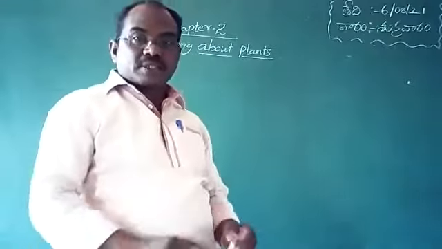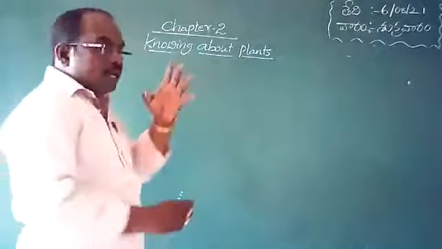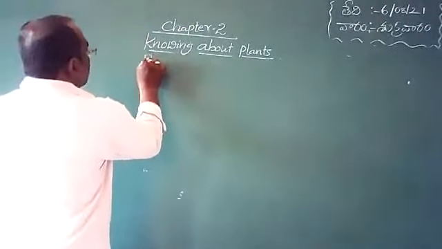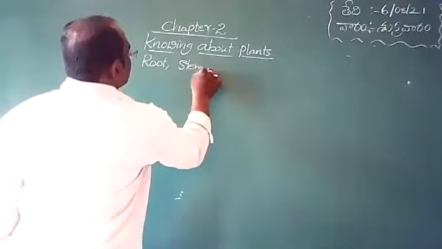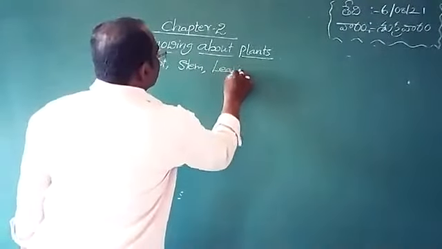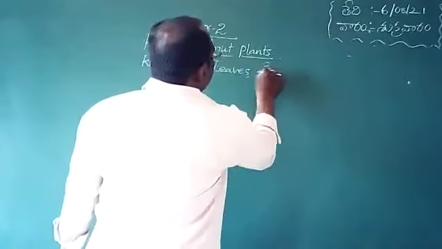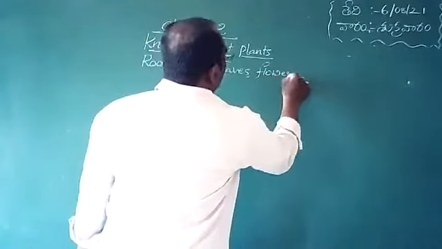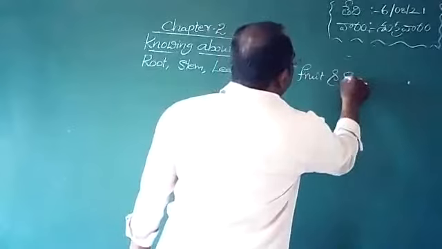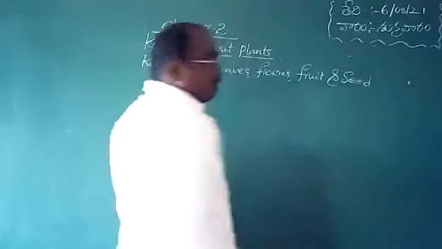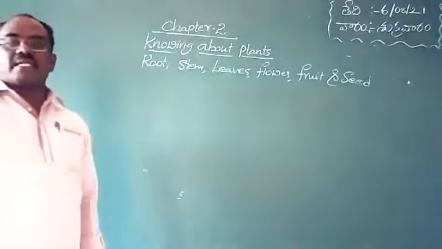Parts of the plant. The main parts of the plant are root, stem, leaves, flower, fruit, and seed. These are the main parts of the plant.